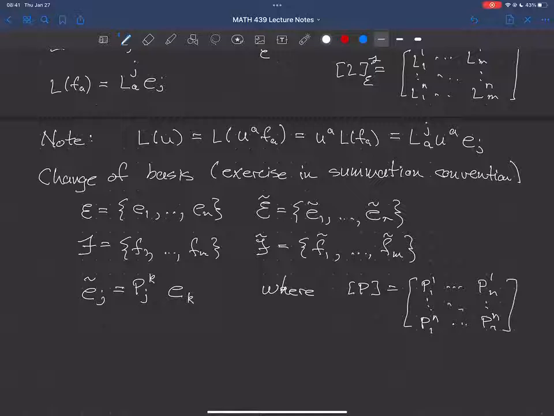Now, what do I know about this matrix P? So it's a square matrix. Do I know anything else about it? It's the change of basis matrix. What's true of change of basis matrices? They're invertible. That's right. So P is invertible.